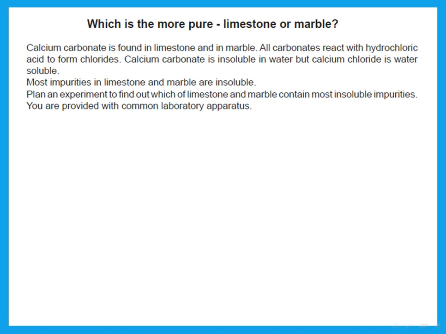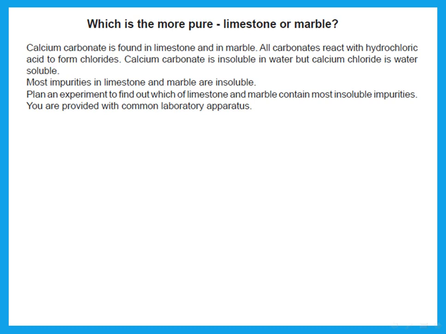Which is the more pure, limestone or marble? So he says calcium carbonate is found in limestone and in marble. All carbonates react with hydrochloric acid to form chlorides. Calcium carbonate is insoluble, but calcium chloride is soluble. That means if I have the calcium carbonate, I add the acid, it will dissolve. Most impurities in limestone and marble are not soluble.